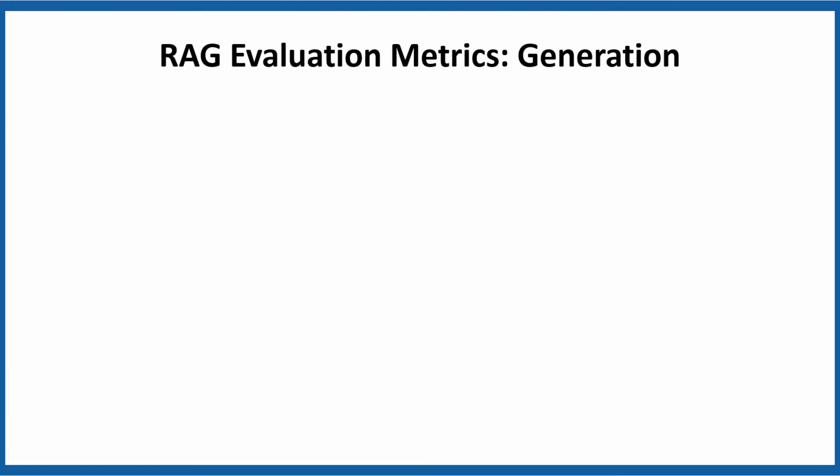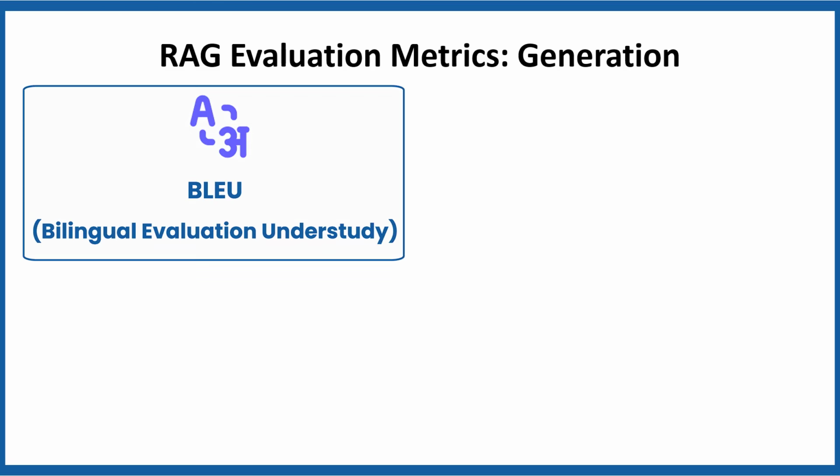Now, let us discuss the 5 generator side metrics. BLEU stands for Bilingual Evaluation Understudy. BLEU measures how similar the generated answer is to a reference answer using exact word overlap or n-grams. It rewards models for using the same wording as the reference, which is why it is commonly used in machine translation. It is strict. Small wording changes can reduce the score even if the meaning is correct.